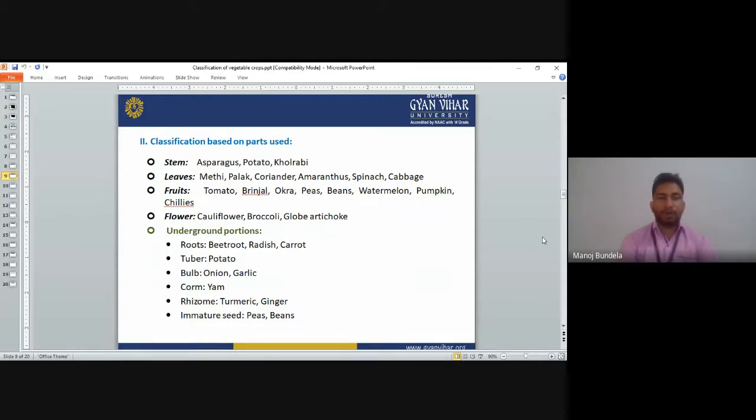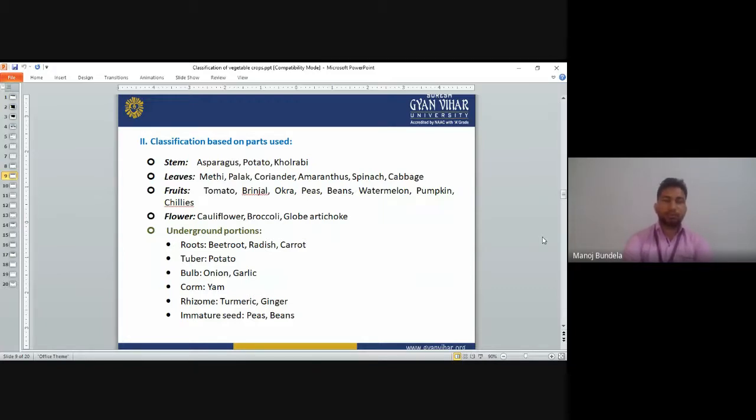Leaves: palak, methi, coriander, amaranth, spinach, and cabbage. In these we use the leaves for consumption. Fruits: tomato, brinjal, okra, pea, beans, watermelon, pumpkin, chilies. In these we use the fruits. Flowers: cauliflower, broccoli, and globe artichoke. In these we use the flowers for eating.